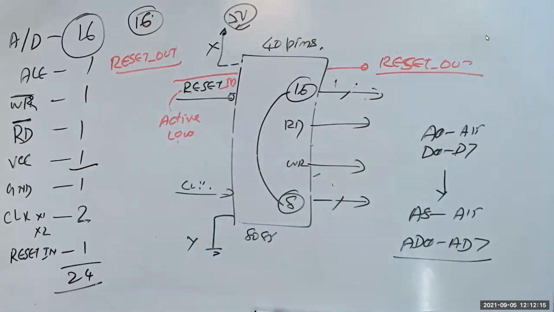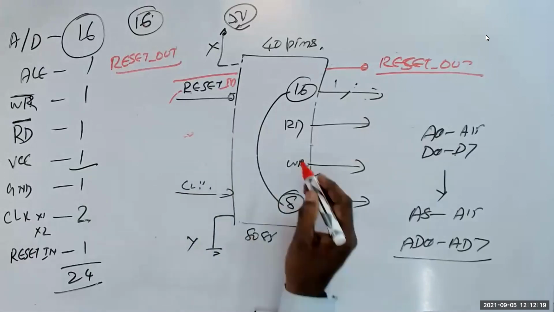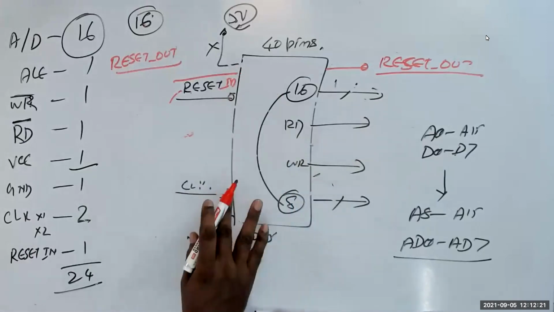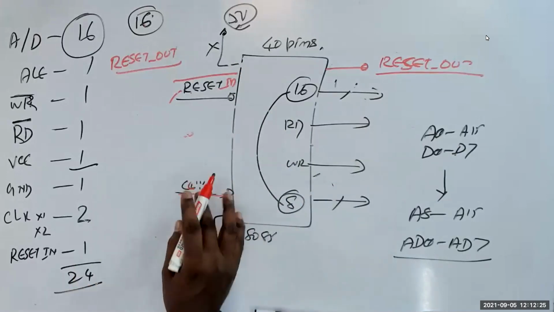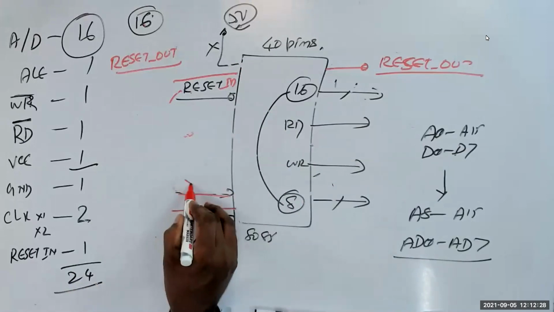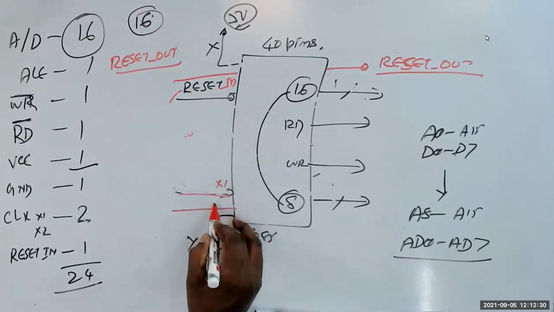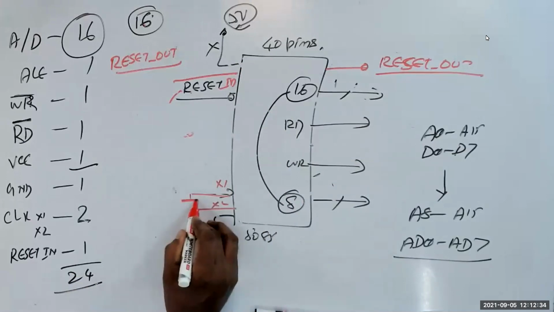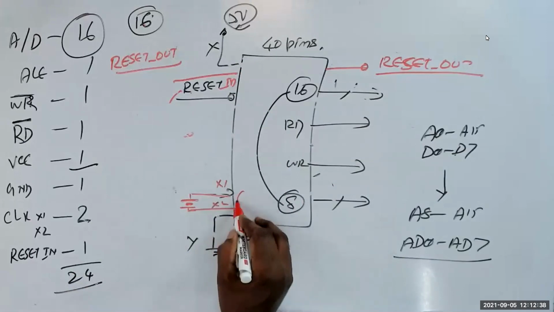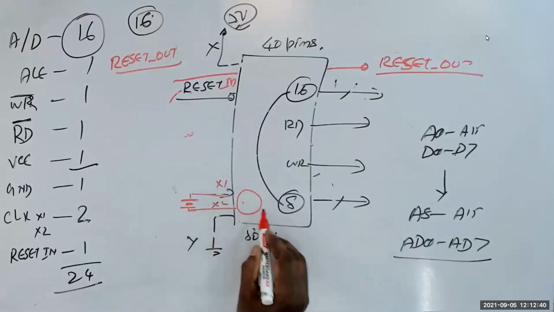Also, they had one more signal. I told you that in a general microprocessor the clock is the input, but here you have X1 and X2, where you connect a crystal. Inside there is a crystal oscillator, and the clock out is going out.